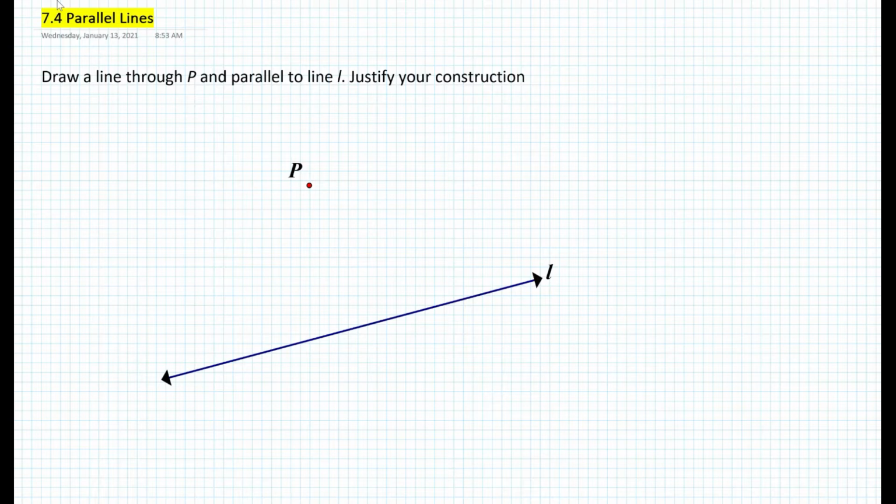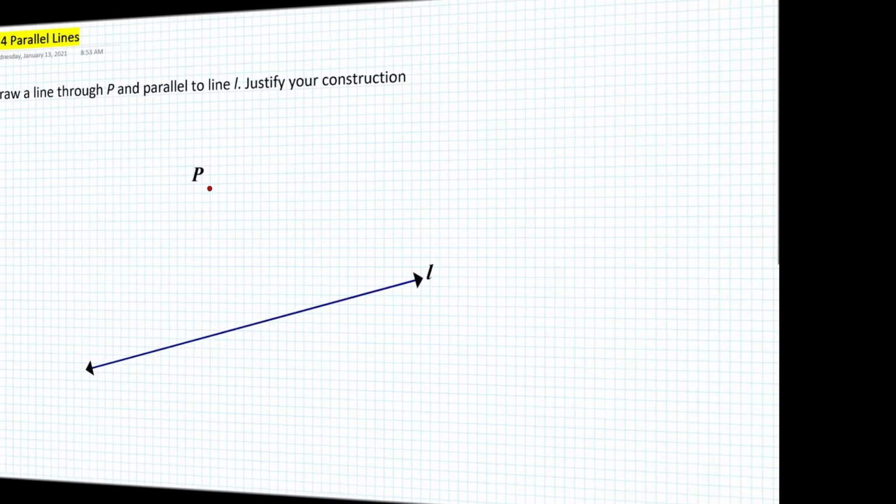In today's lesson, we'll be learning about how to construct parallel lines. So let's get started with the following problem. Draw a line through point P and parallel to line L. Justify your construction. Okay, so let's get to this now.